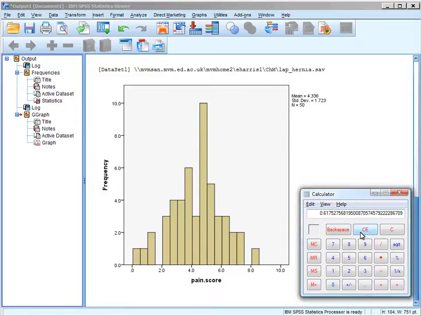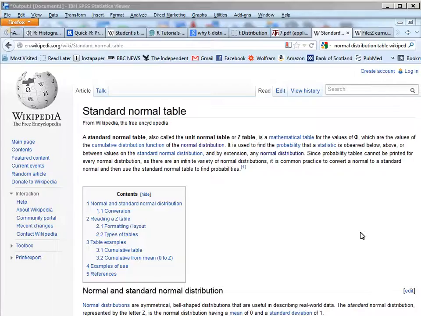Well, that number is the number of standard deviations that 5.4 is greater than the mean. So 5.4 is 0.62 standard deviations greater than 4.3. And we can convert that number into a probability using a normal distribution table.